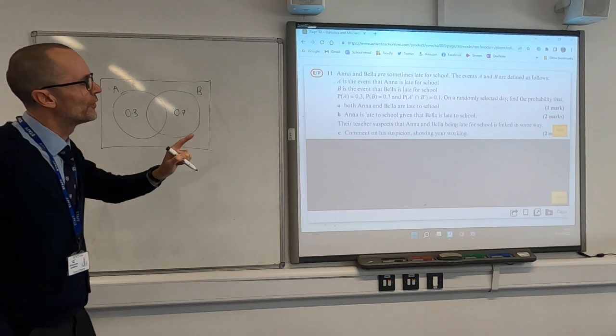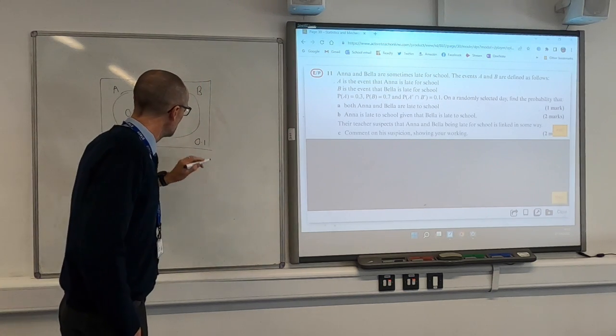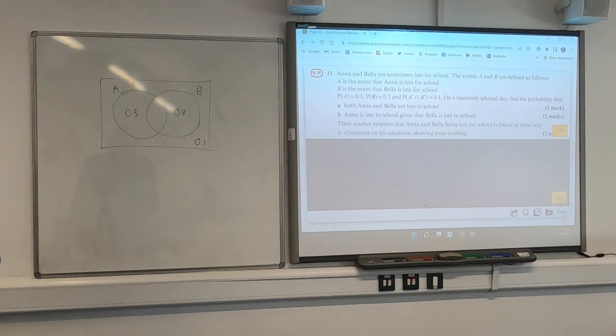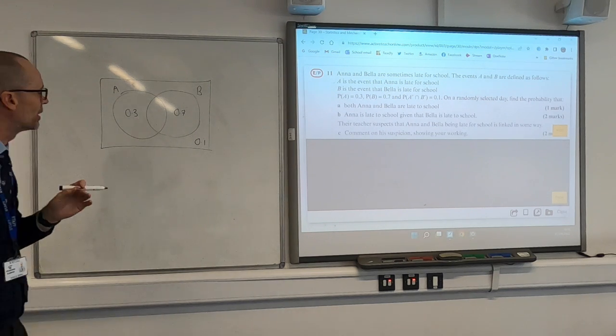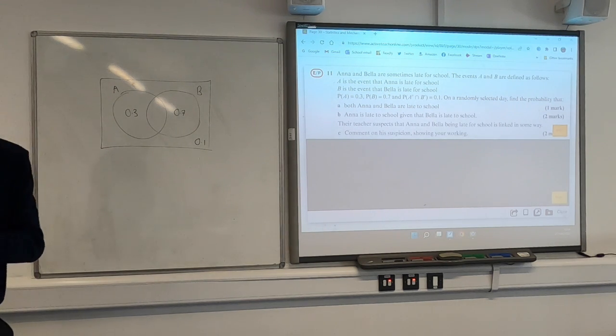The probability of not in A and not in B is there. But of course I've got a problem here, haven't I? I've got more than one. So, Jacob, what would the solution to my problem there be? What is going in the middle? Yeah, point one as well. So yeah, it must be that point one goes in the middle.